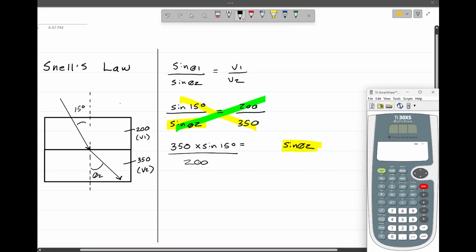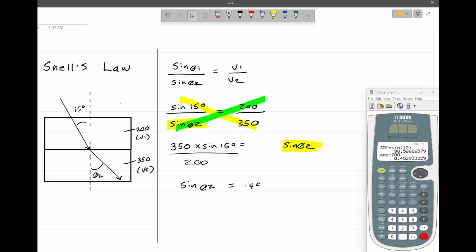So again, I just stick that in my calculator, 350 times the sine of 15. Hit enter, and then divide that by 200. Okay, what you end up with is the sine of theta 2 equals 0.453. I'm rounding again. So this gives you the sine, which is a ratio of an angle.